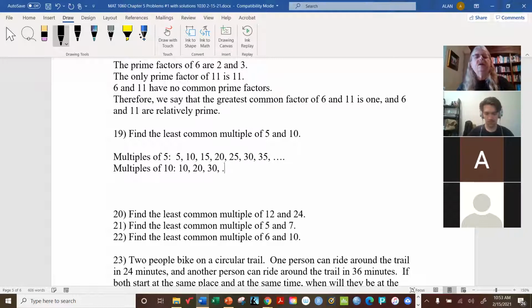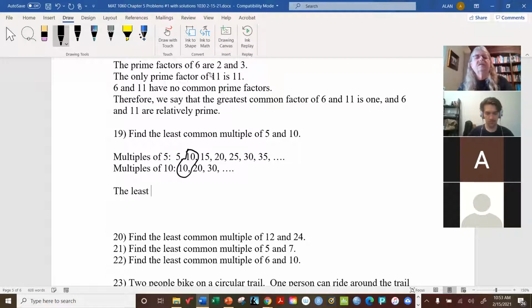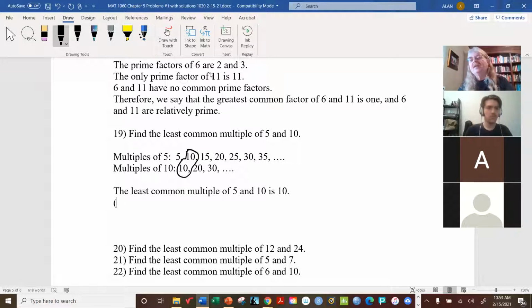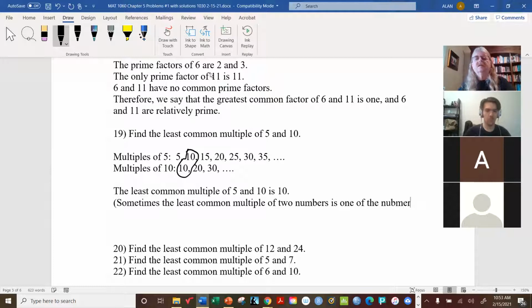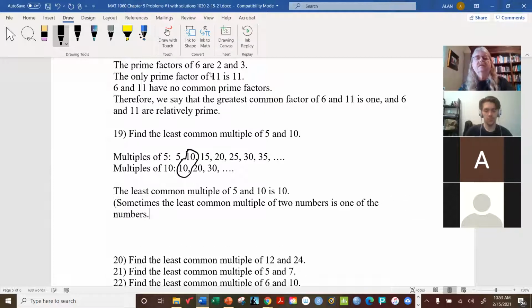Like here, I can already stop. Why? Look what I discovered. Oh yeah, look at that. So therefore, we conclude that the least common multiple of 5 and 10 is 10. And so I'll make a note here in parentheses. Sometimes the least common multiple of two numbers is one of the numbers. That can happen. Don't be shocked when that happens.